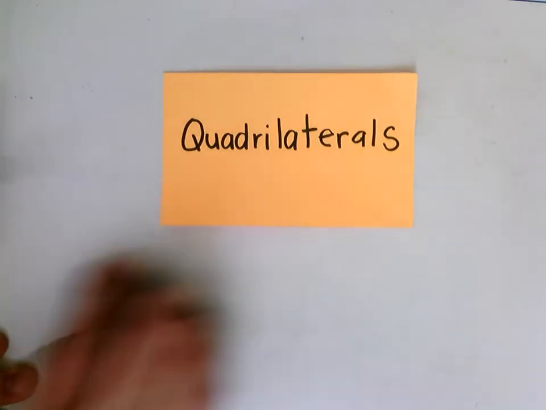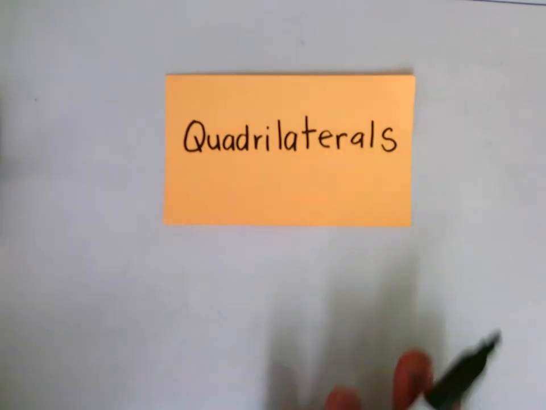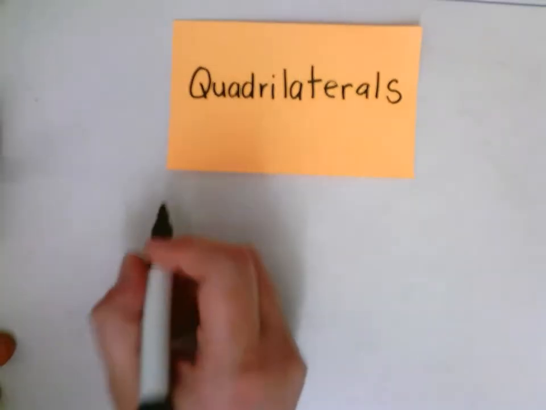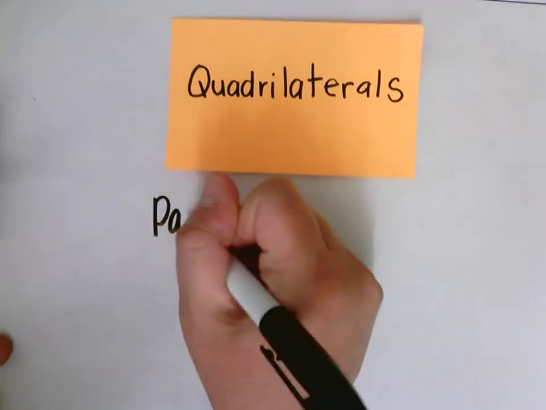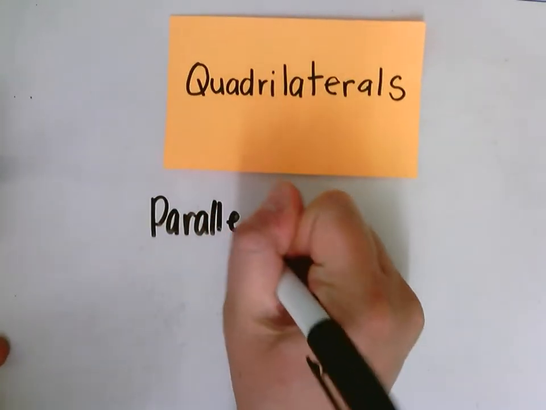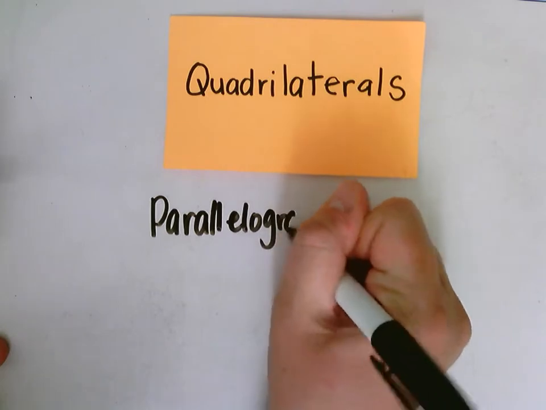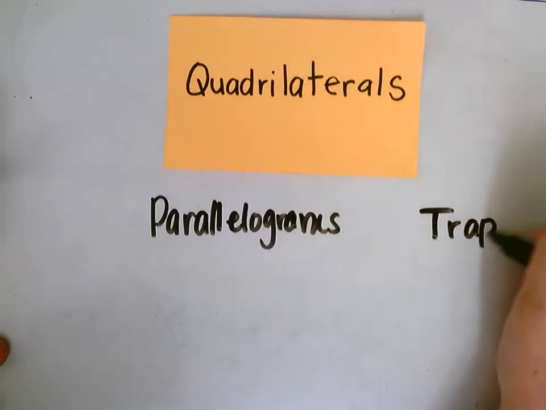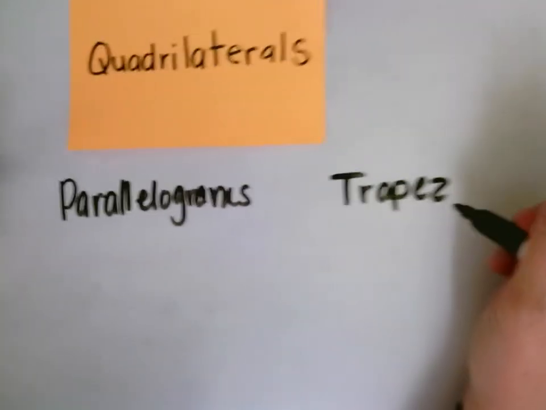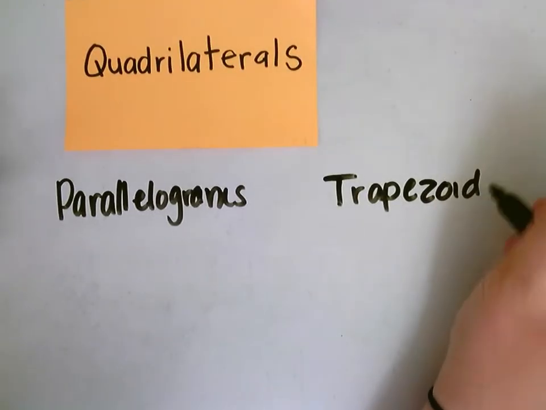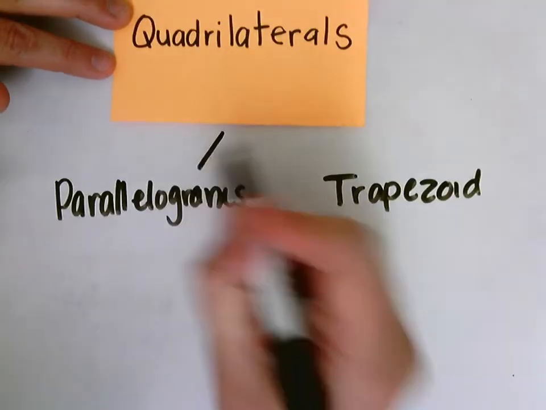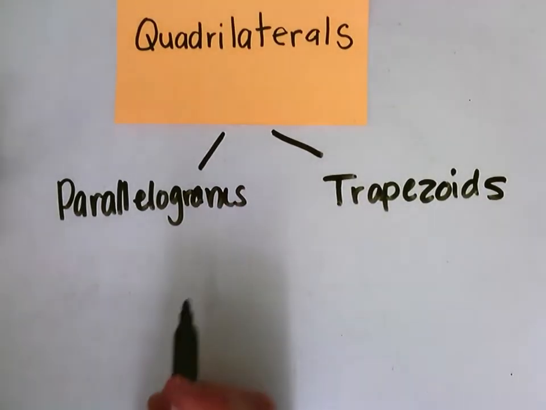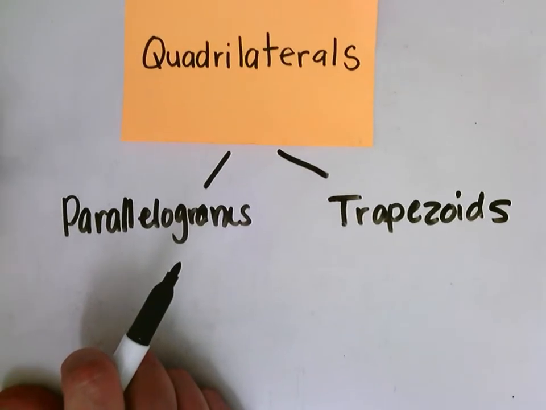Just like we had different types of triangles, there are different types of quadrilaterals. And there's two main groups of quadrilaterals. We have parallelograms and we have trapezoids. Okay, so quadrilaterals, there's two types, parallelograms and trapezoids. And we classify these by how many sets of parallel lines they have.